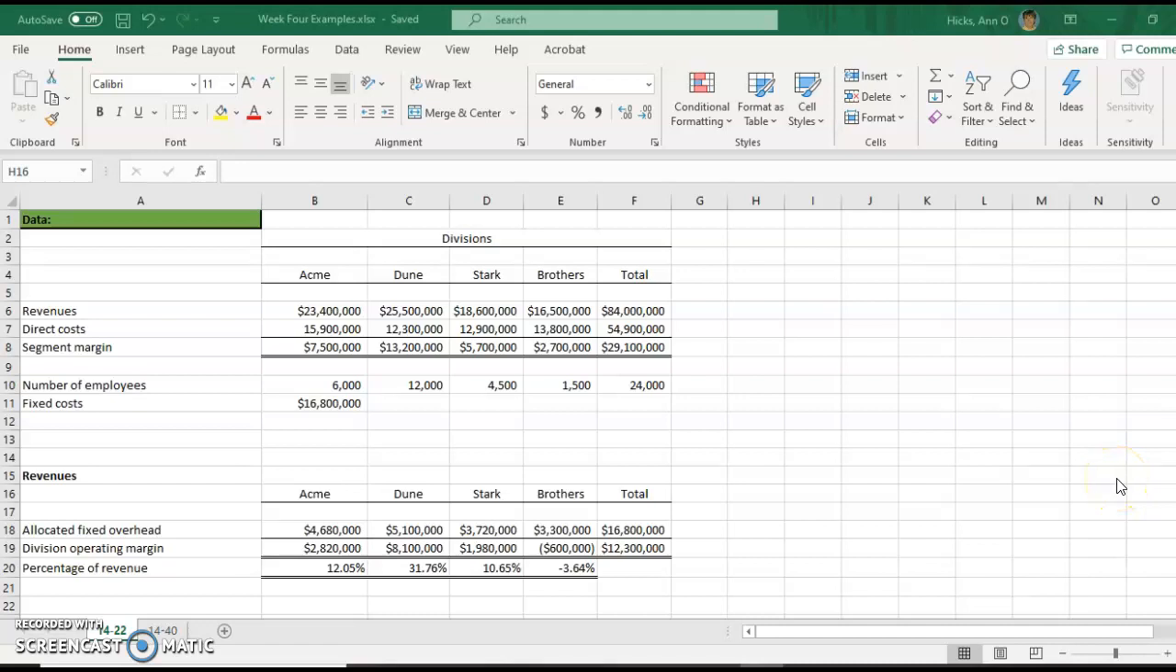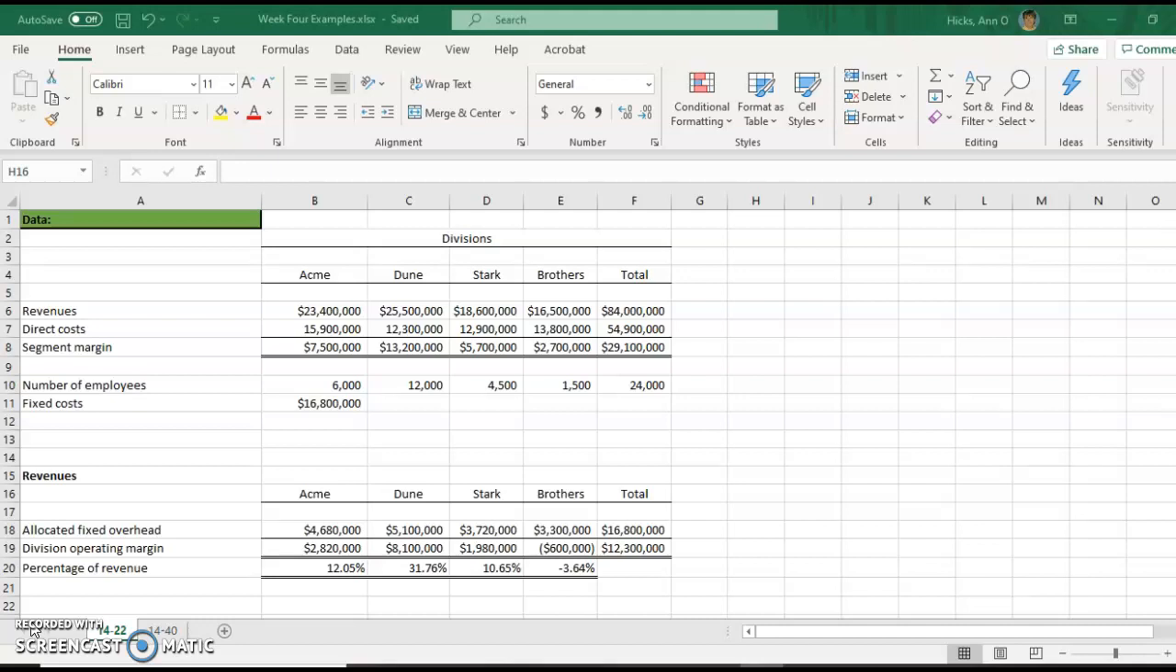So in this video, I want to walk us through the process of allocating fixed costs or corporate costs to individual segments. This is a tricky area because corporations will often want to allocate their fixed costs to the individual divisions to get a feel for how profitable the divisions are when they're absorbing some of the fixed or overhead costs.